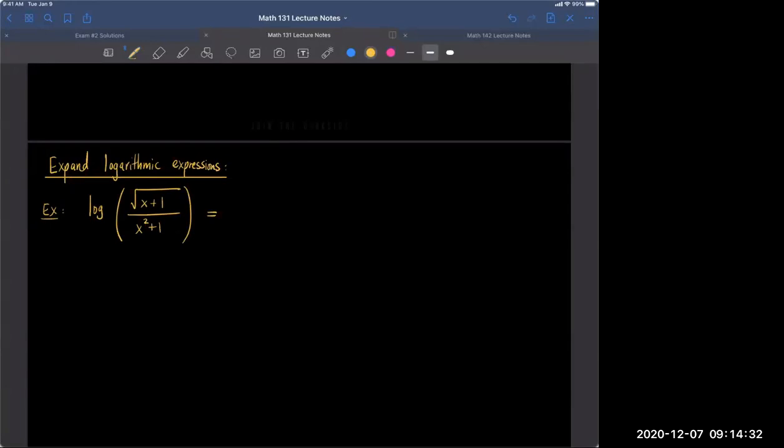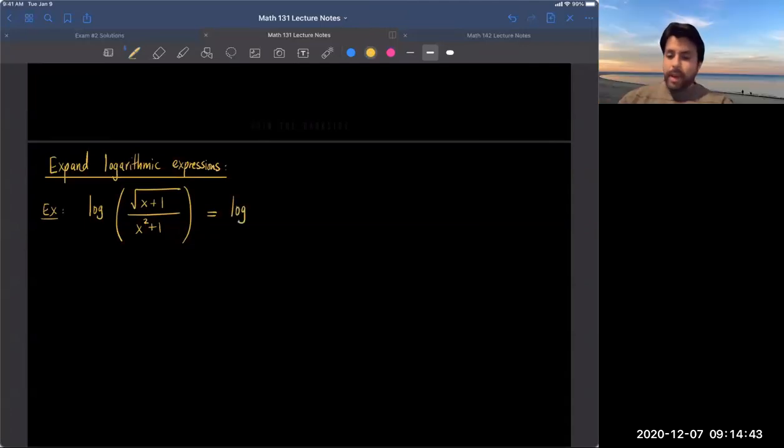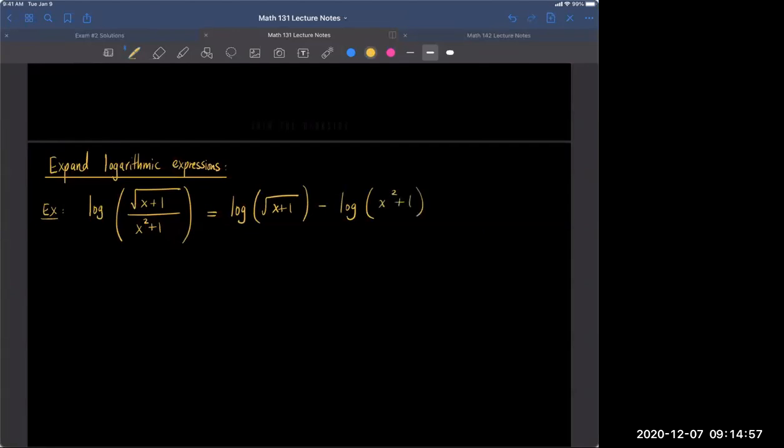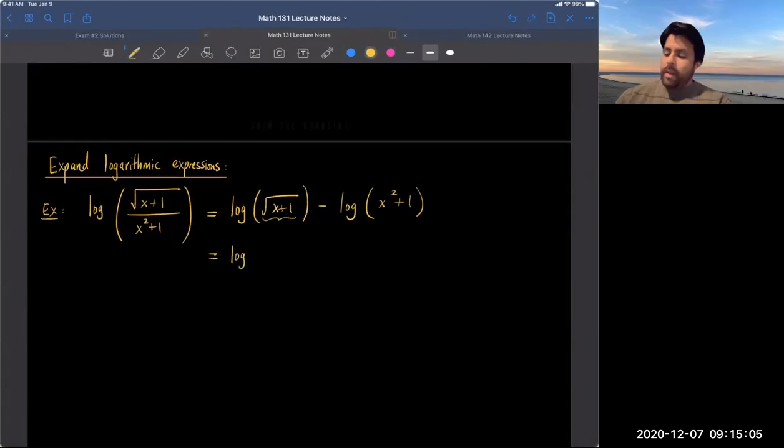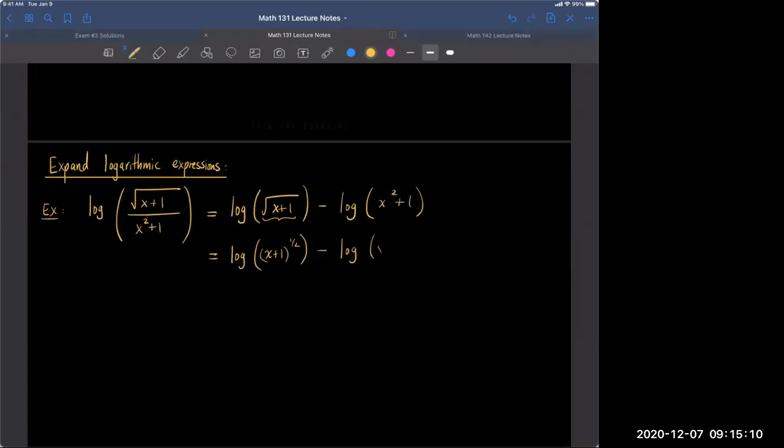So you could start off by subtracting the bottom from the top and separating the logs. Separate the fractions by writing it as log of the numerator, which is the square root of x plus 1, minus log of the denominator, which is x squared plus 1, correct? Yep. And then you can rewrite the square root as x plus 1 to the 1/2 power, minus log of x squared plus 1.